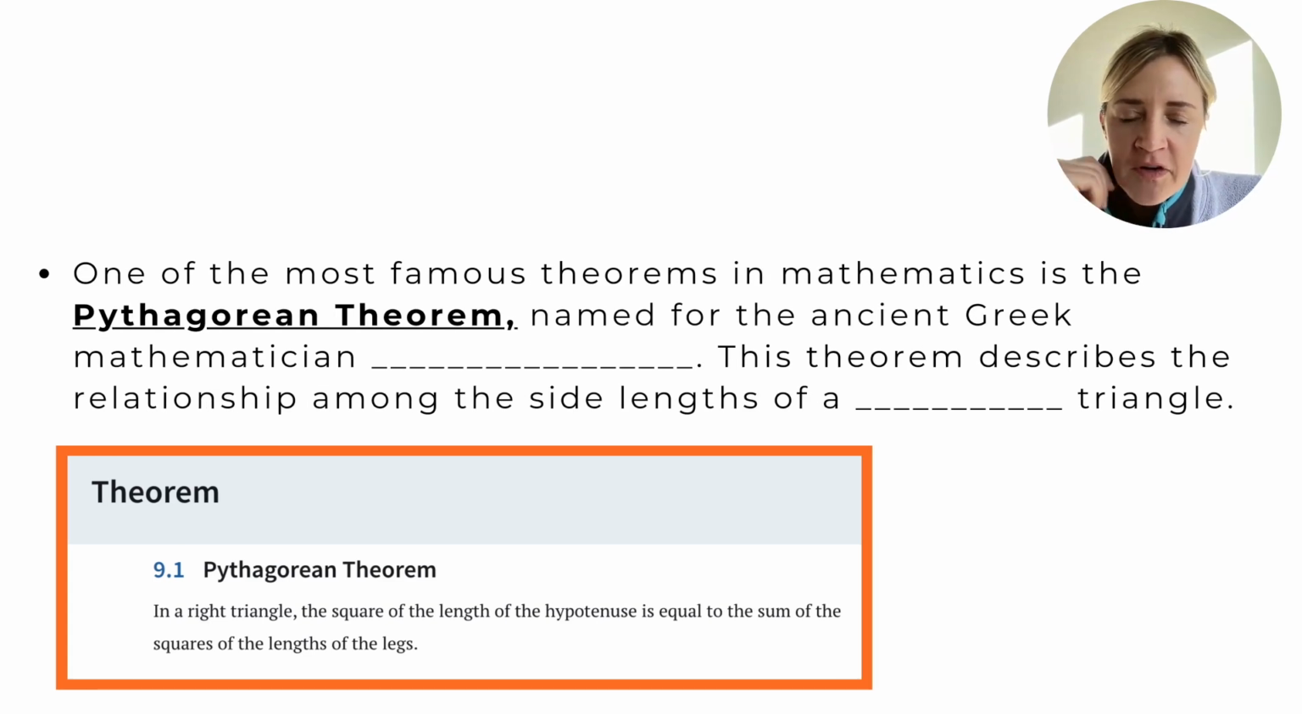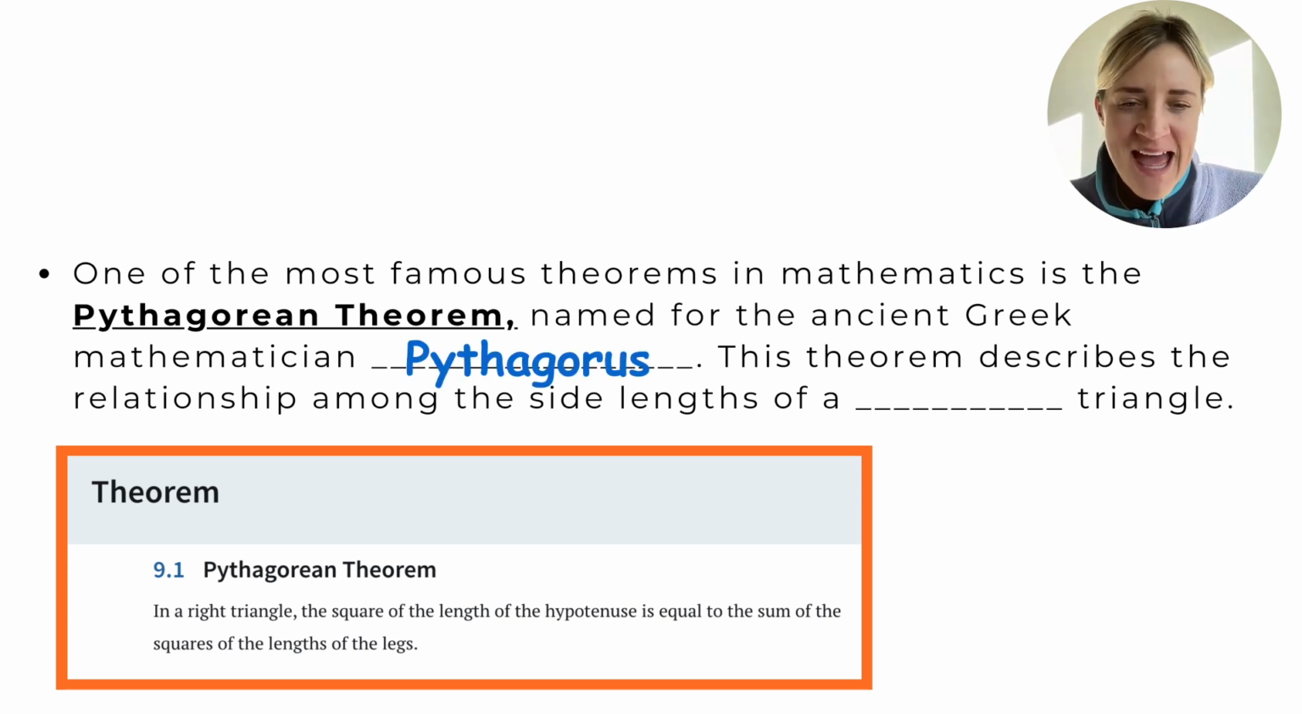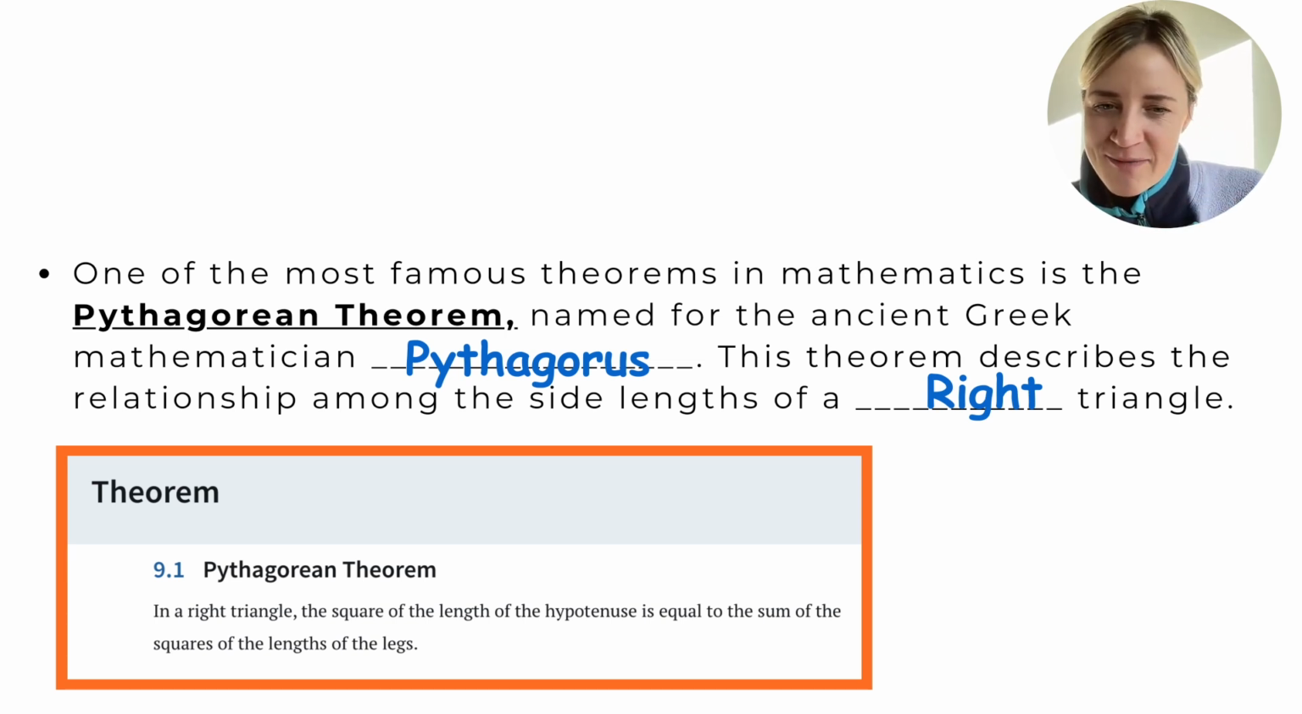So I'm sure you've heard of this before because it is one of the most famous theorems in mathematics. That is the Pythagorean theorem. It's named for the ancient Greek mathematician Pythagoras. This theorem describes the relationship among the side lengths of a right triangle. So only a right triangle. It's the only type of triangles we're dealing with, right? With a 90-degree angle, it's a right triangle.